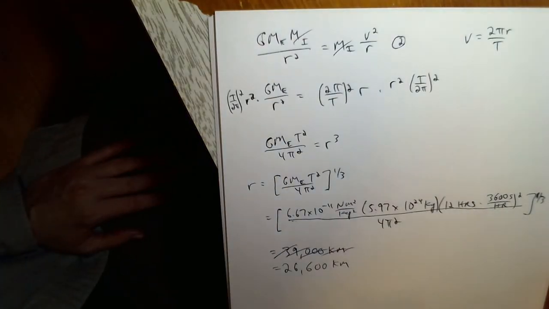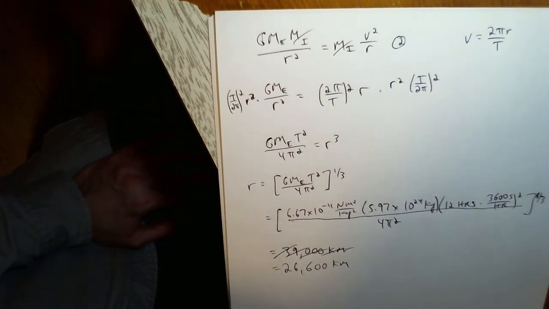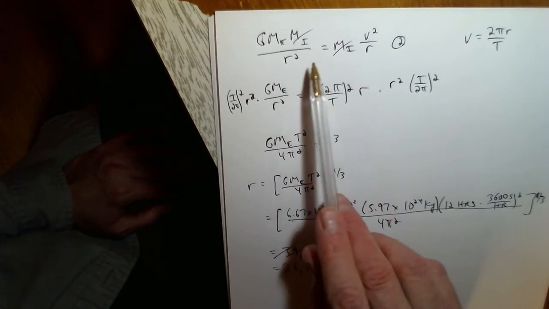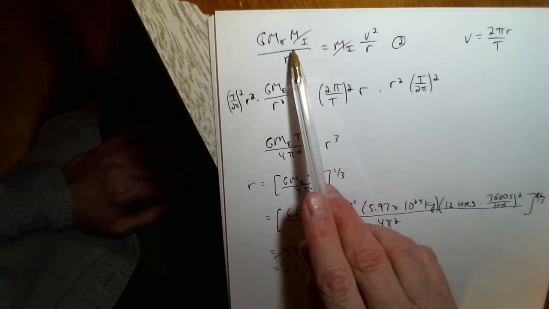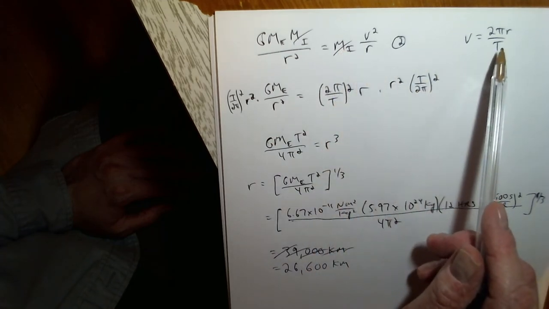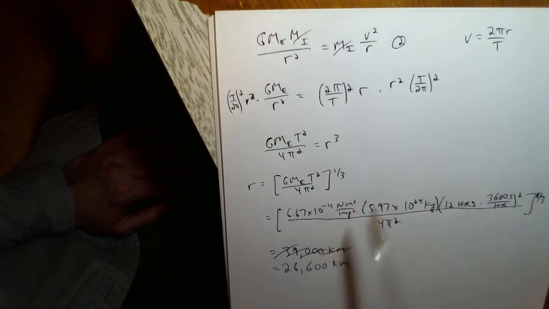So I copied the algebra because that was getting messy. This was equation 2, which we started with. Cancel the mass of the International Space Station on both sides, plug in v is 2 pi r over T, and then just simplify to get this.